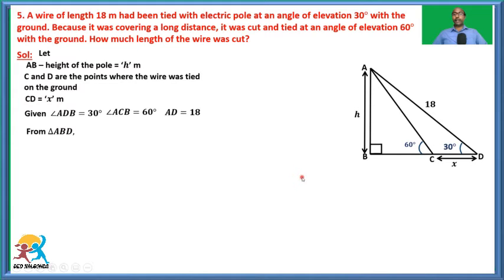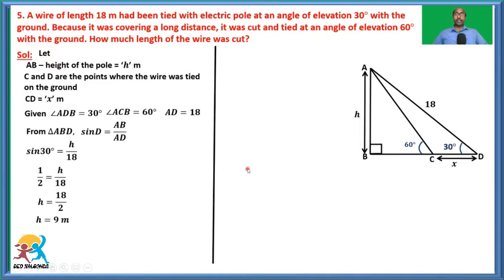Okay. So from triangle ABD, sin D is equal to AB by BD. That is sin 30 is equal to H by 18. H is equal to 18 by 2. That is 9 meters. So that is we are finding first H. H is equal to 9 meters.